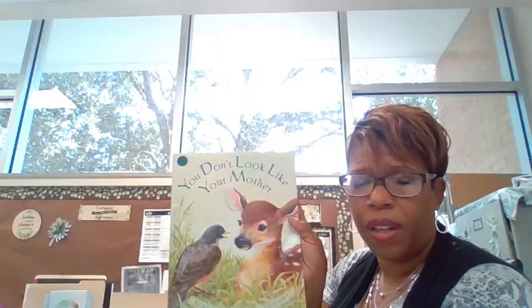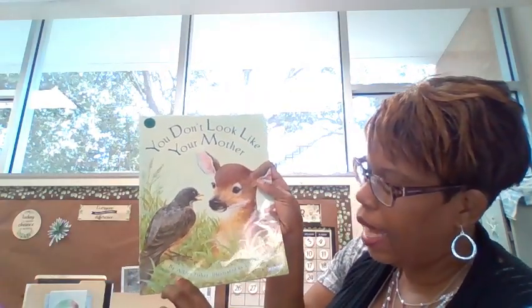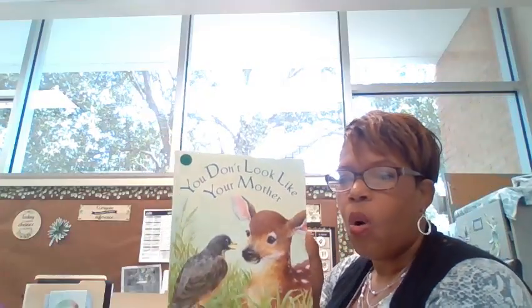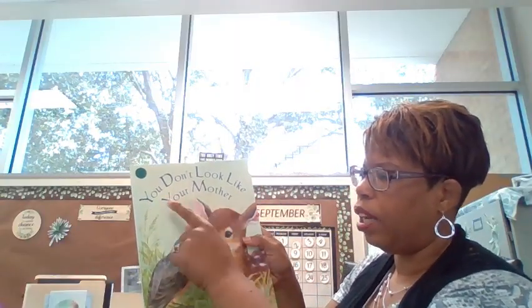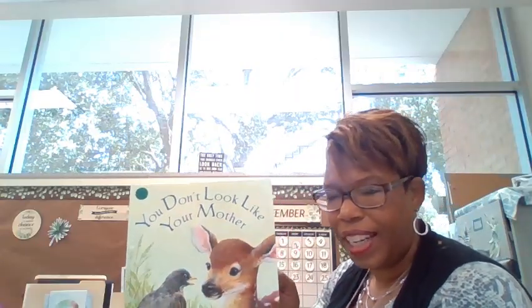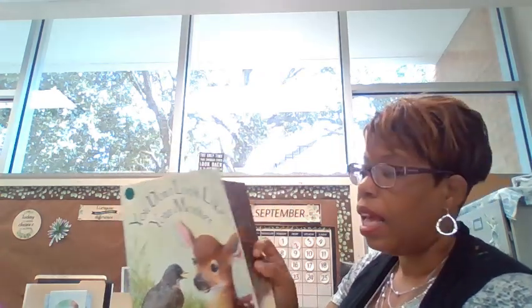Okay, now, who is the author of the book? Caleb. Very good, Caleb. The author of the book is Eileen Fisher. And the third question is, why do you think the author, Eileen Fisher, titled this book, You Don't Look Like Your Mother? Victoria, very good. She titled this book as such because she doesn't look like her mother.